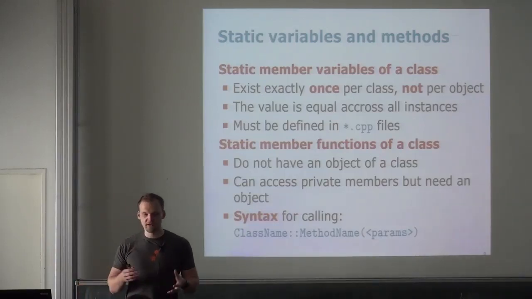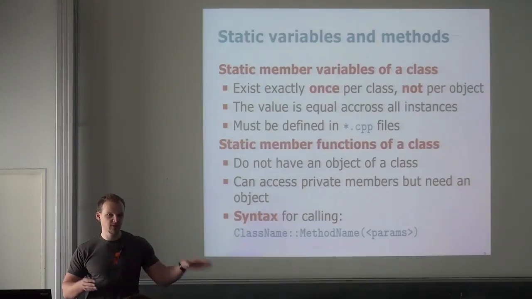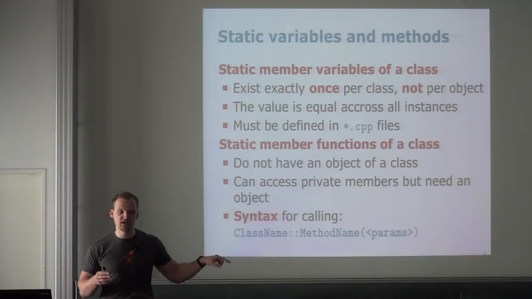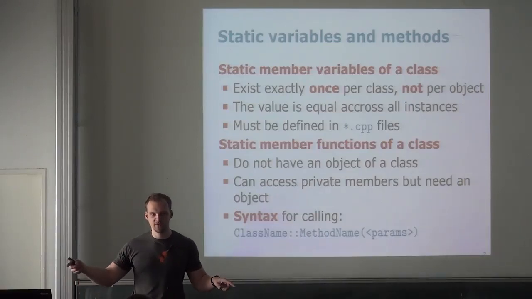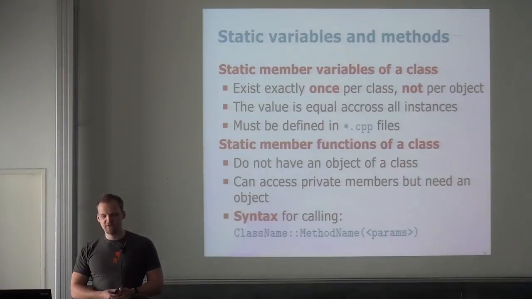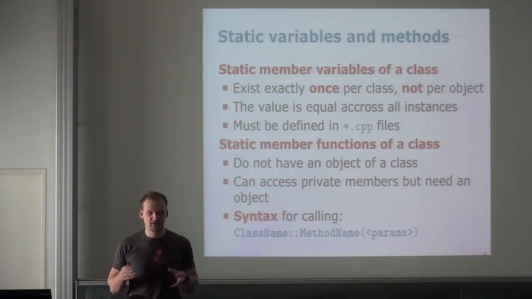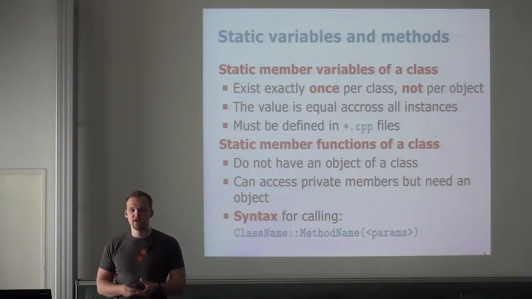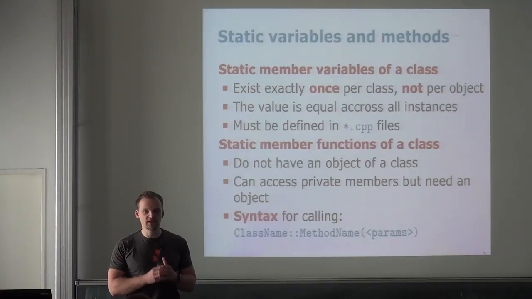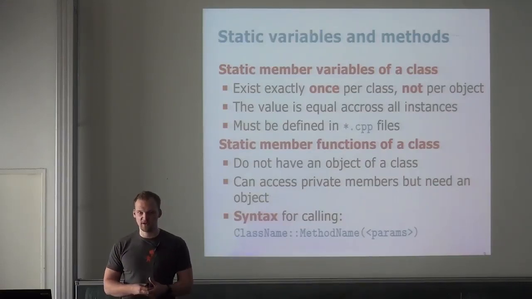Right, so this value is equal and shared between all instances. All instances can equally use the static variable, and if one instance changes this value, the others will also have this value changed. And they must be defined in the CPP files. You will be tempted to define them in header files a lot. Don't do that. The rule that you need to remember is they always must be defined in a CPP file.